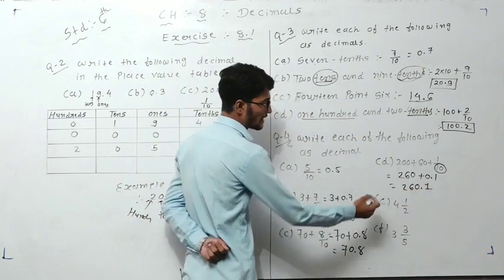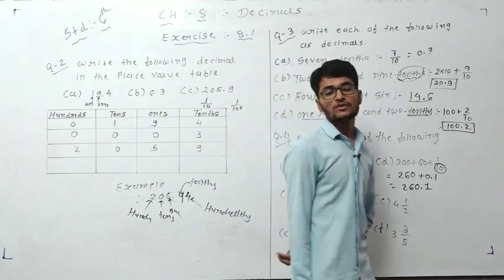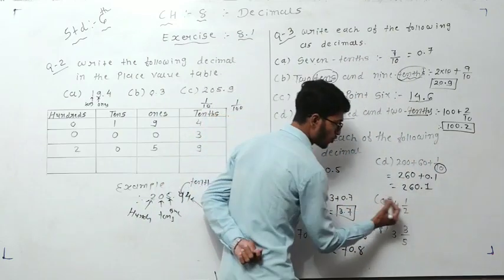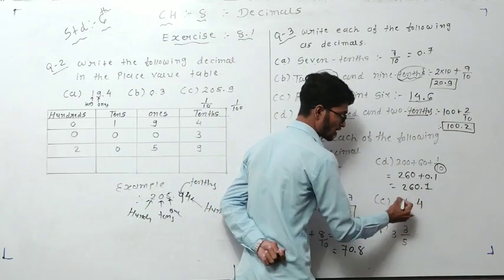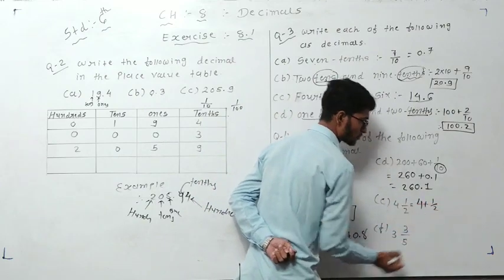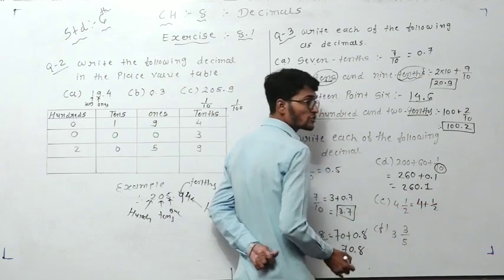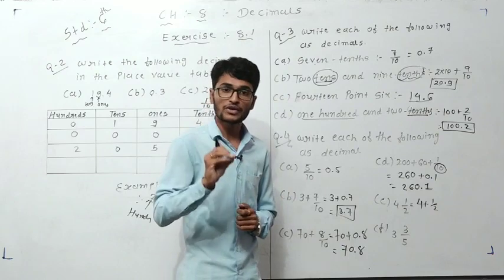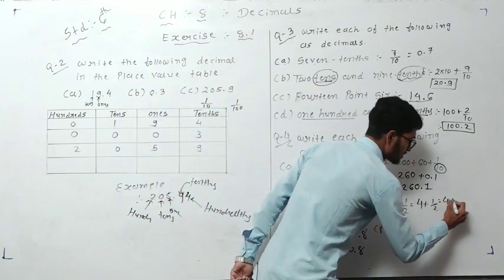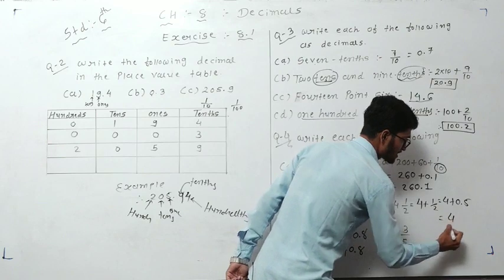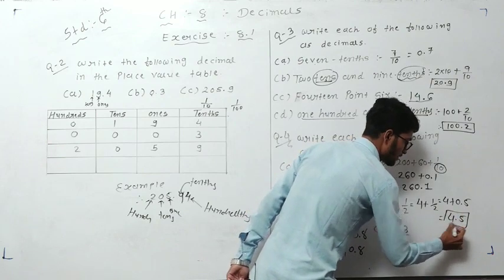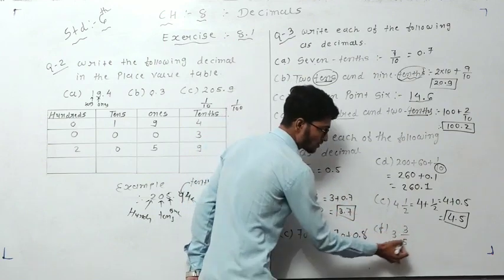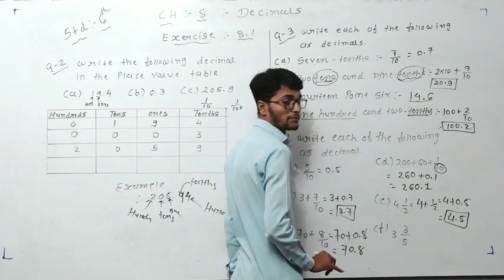Now 4 and 1 by 2. In that, take 4 separately. So 4 plus 1 by 2. 1 by 2 means one half. One half is 0.5. So 4 plus 0.5, so the decimal value is 4.5. Understand? Now to the last one, 3 and 3 by 5.